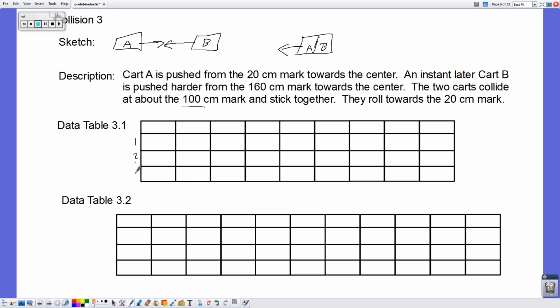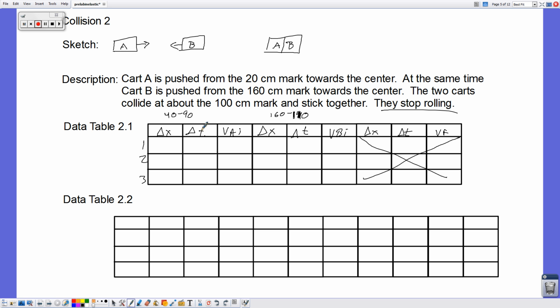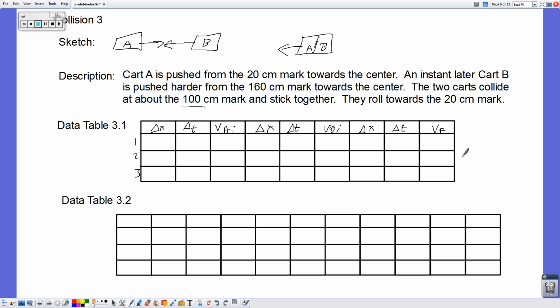Alright, again, 1, 2, 3. Delta X, delta T, VAI, delta X, delta T, VBI, delta X, delta T, and V final. This one's hard because you get to cross nothing out. Where over here, you had 1, 2 times, so you need 2 timers. Use cell phones. Here you have 2 times, so 2 timers. Here you have 3 times, so you will need 3 timers.